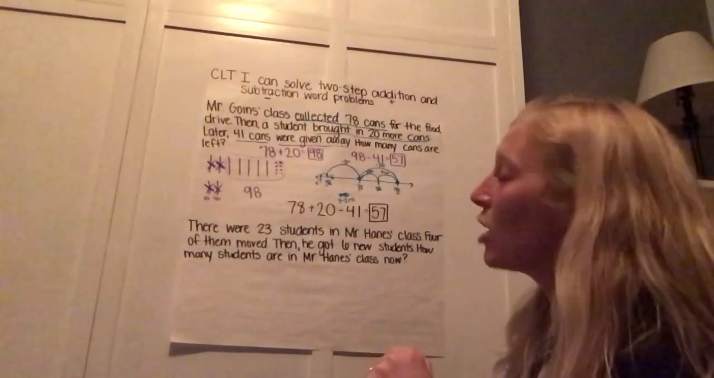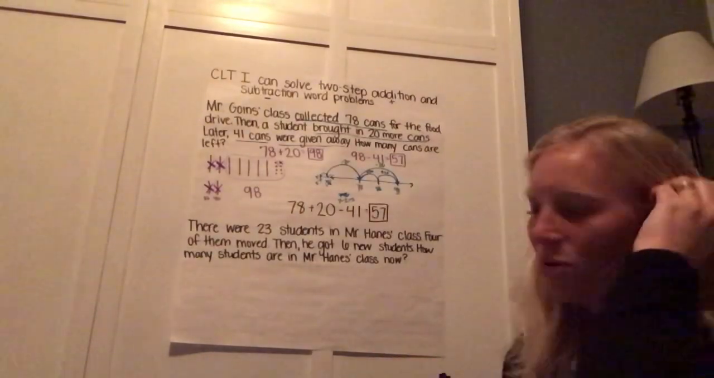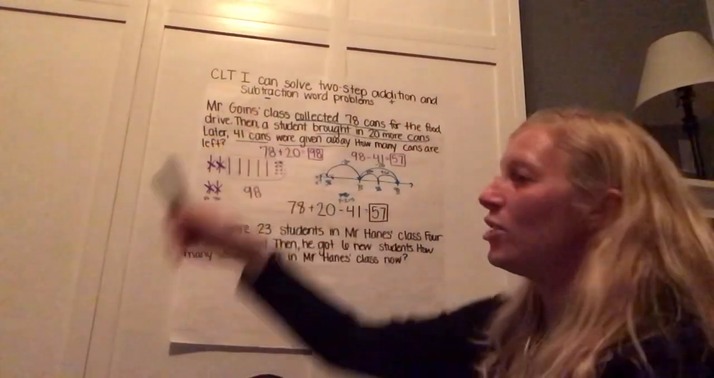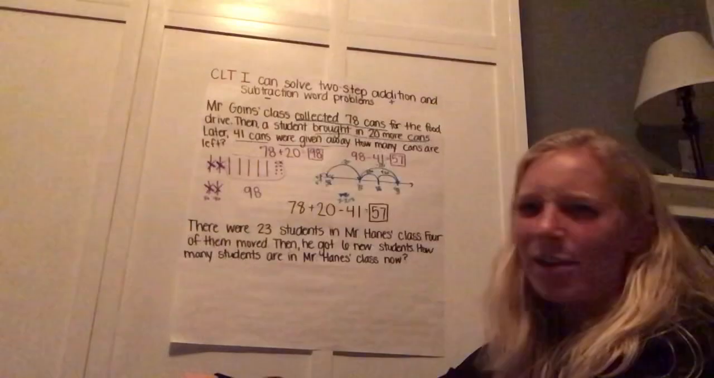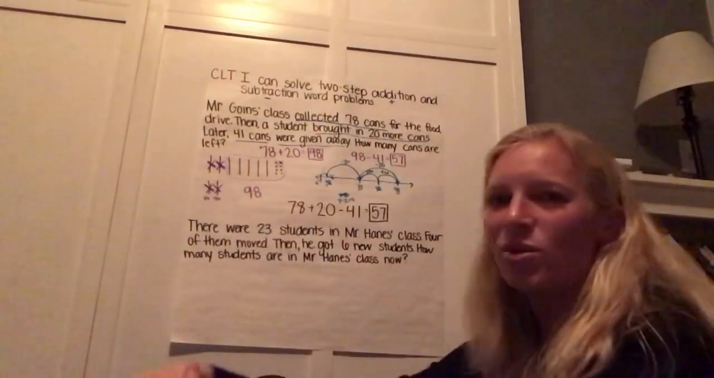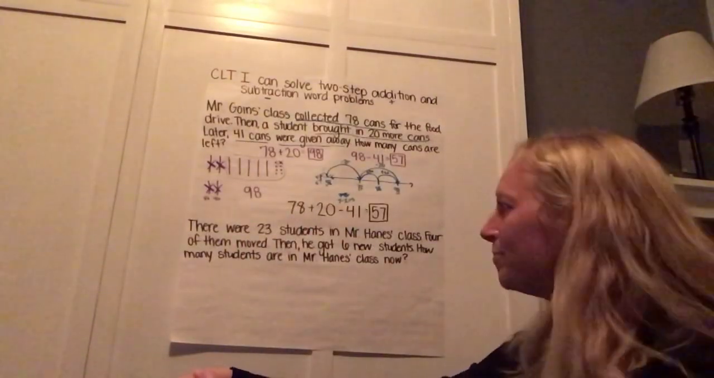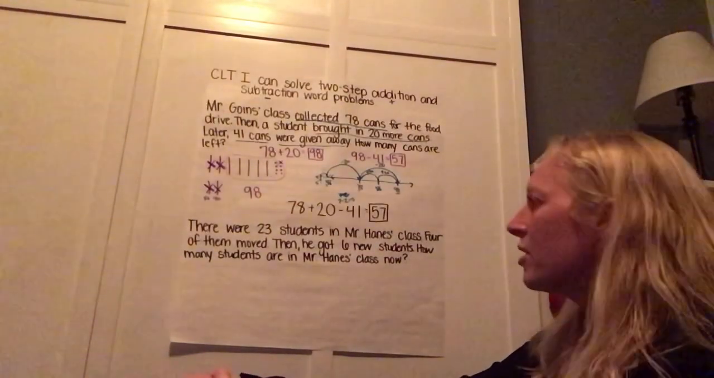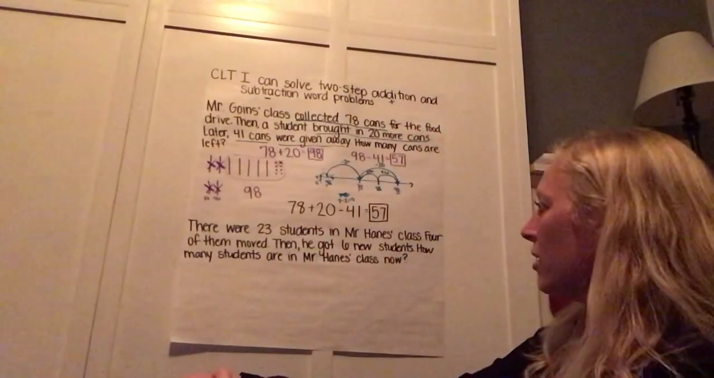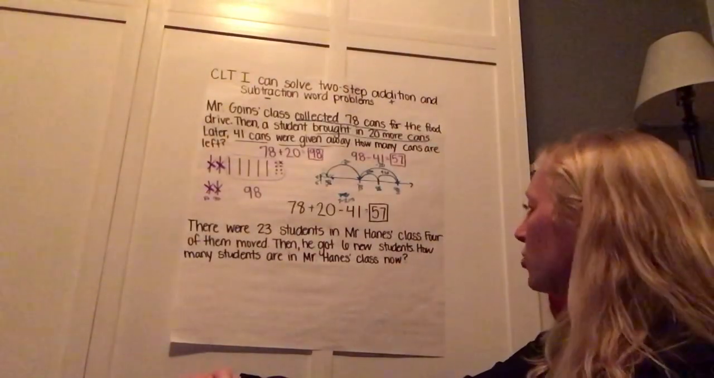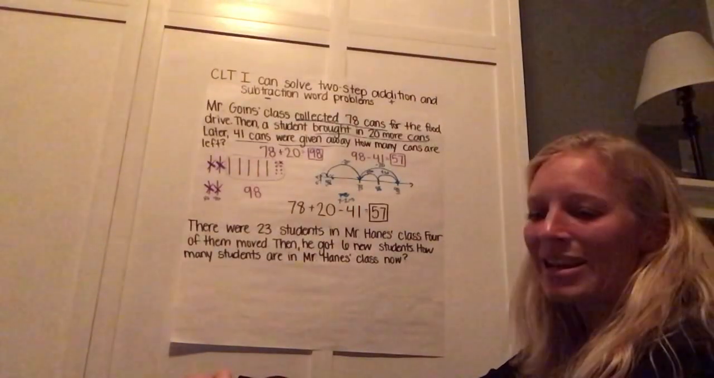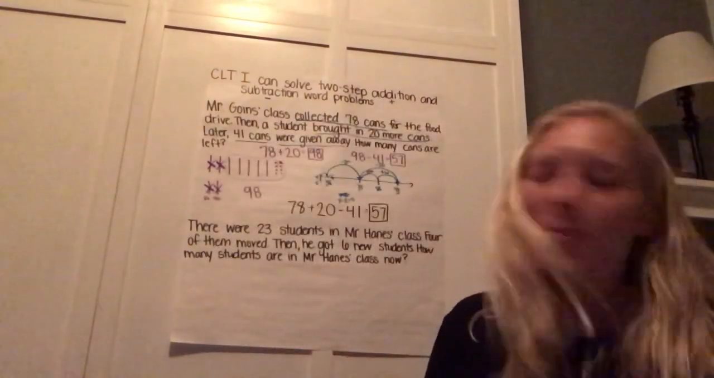How many cans are left? Our answer to the 2-step problem. We had to do some adding, and we had to do some subtracting. Let's use what we learned about this one and see if we can use that to help us solve the second problem. There were 23 students in Mr. Haynes' class. 4 of them moved. Then he got 6 new students. How many students are in Mr. Haynes' class now? As always, I'm going to ask you, what do we already know?